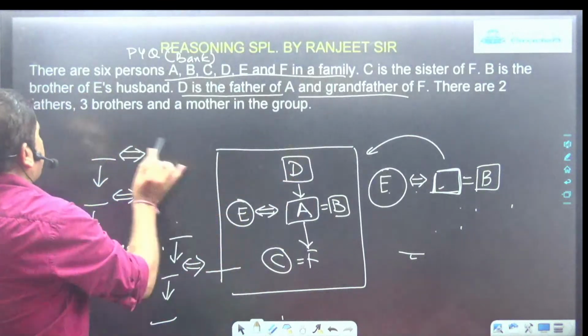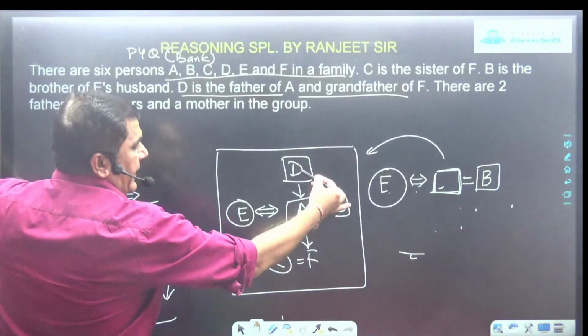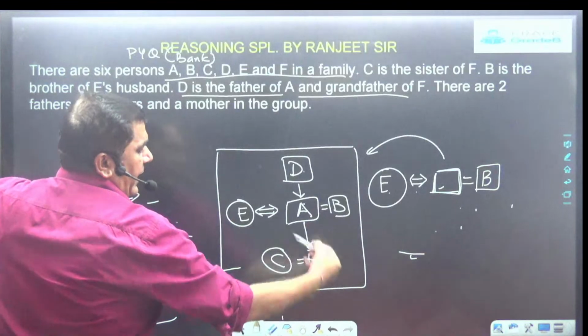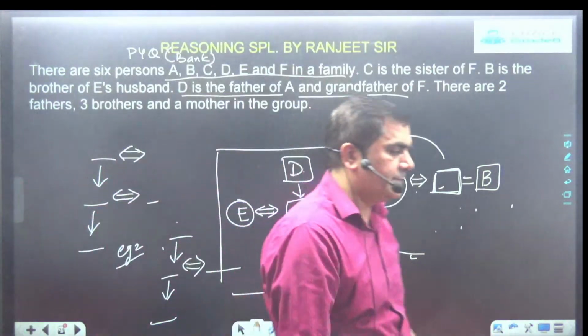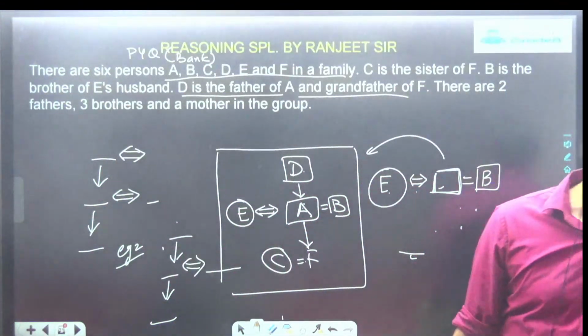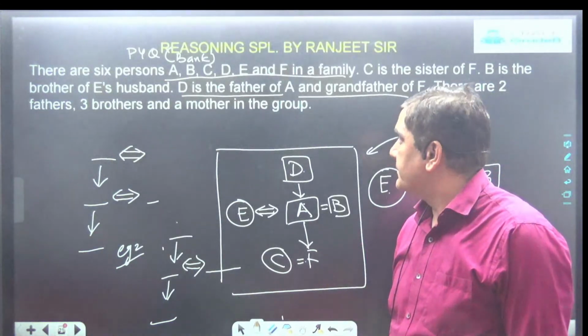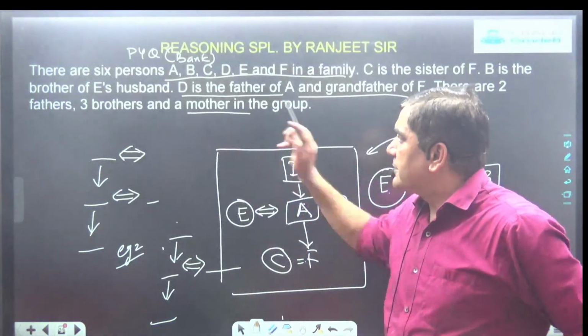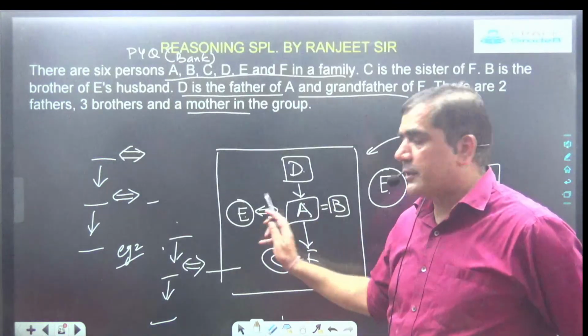In the last statement they are saying there are 2 fathers. One father will be D, father of A, and the other father will be F, father of C and F. Yes, Lavi, absolutely correct, second generation. Then they are saying there is one mother. Mother must be E, mother of C and F.